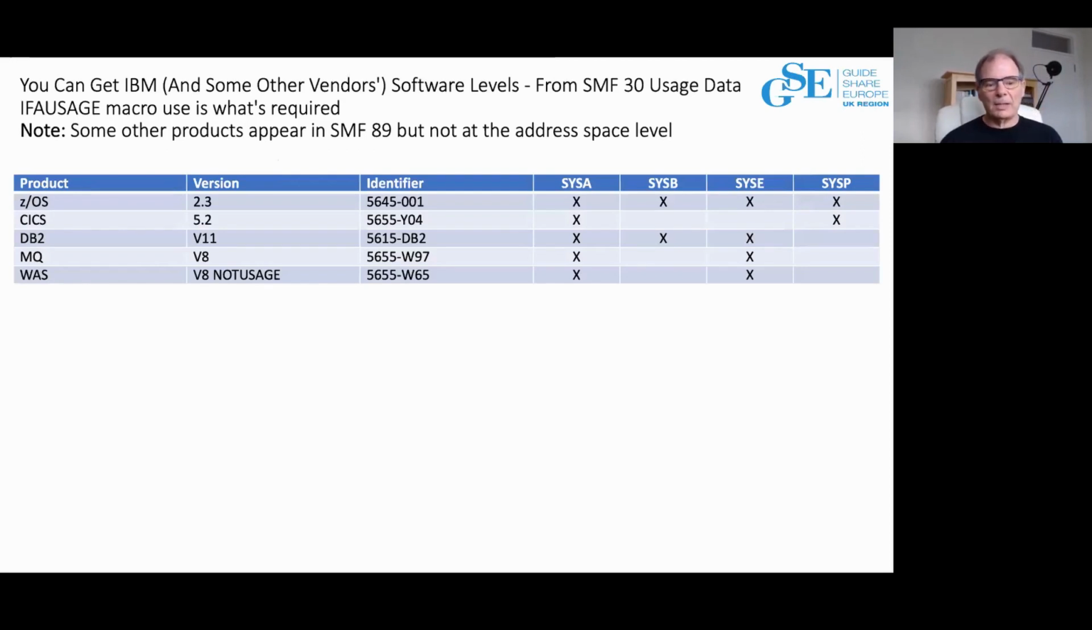So here's an example actually of looking at the software levels from SMF30 usage data section. If a piece of software, and it doesn't matter whether we're talking about an IBM piece of software or some other vendor piece of software, uses the IFAUSAGE macro, then we get a usage data section.